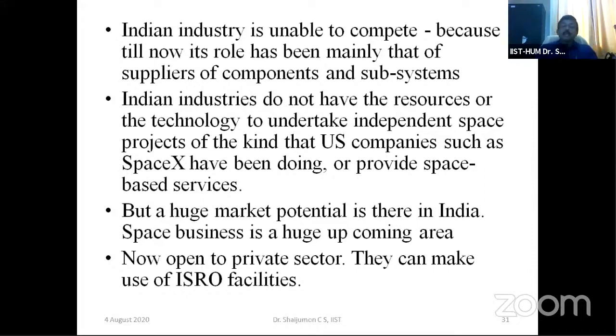So that is what we can't do, because our space sector is largely in private investment. We get public investment. We get private support from companies, and we have the partnership, but largely it is actually under the control, the monopoly of ISRO and the space department. But a huge market potential is there in India, because the Indian market is huge, the largest populous country in the world. Therefore, the market is very huge. Business is flourishing, exploding very much. Therefore, we have a huge opportunity there in India, as well as abroad in space business.